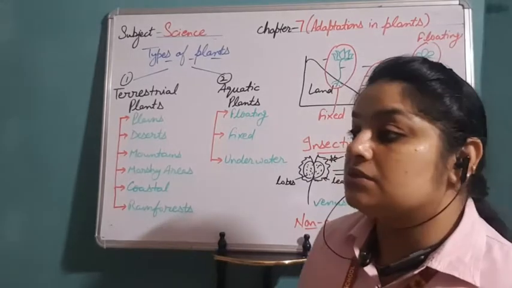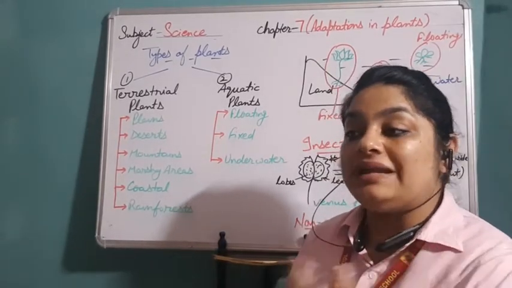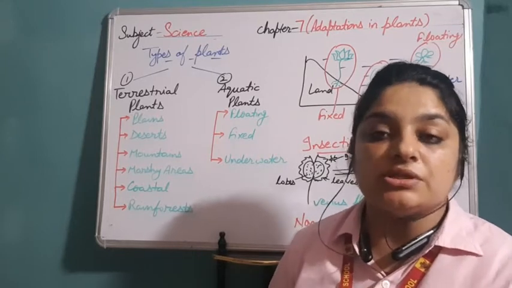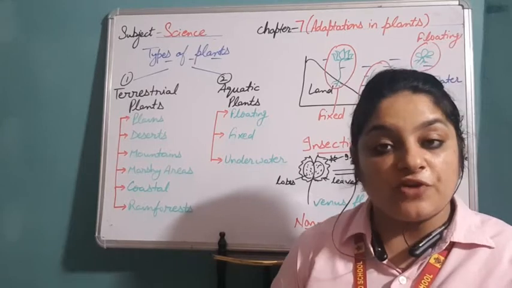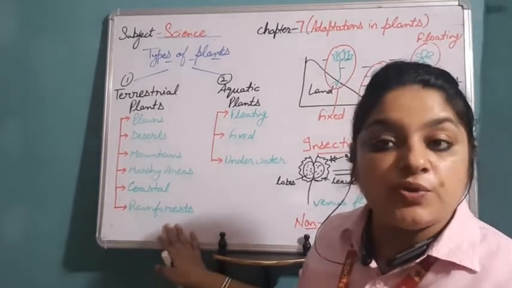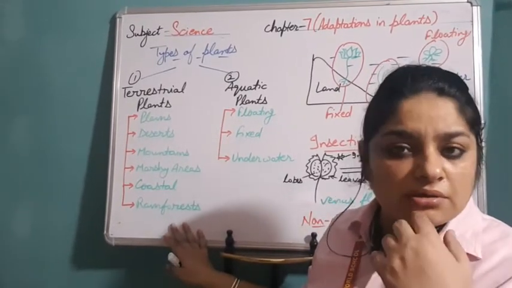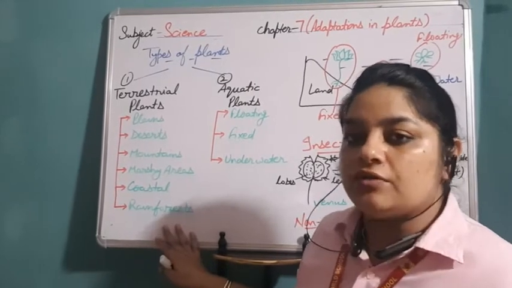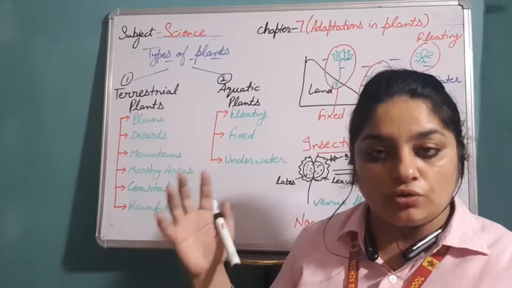Next one is coastal. All the areas which are near the oceans, right? These are coastal areas. The type of plant we find here is, for example, coconut. Next one is rainforest. In the rainforest we find herbs and shrubs, and it is an area where there is a lot of rainfall. We find here different varieties of trees, and they have lots of leaves.